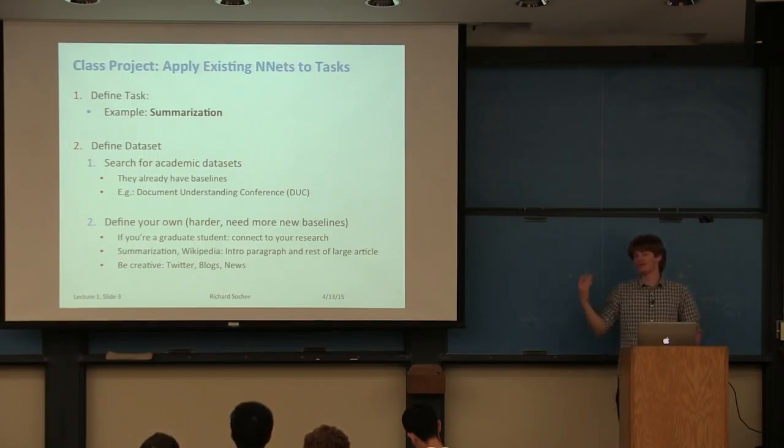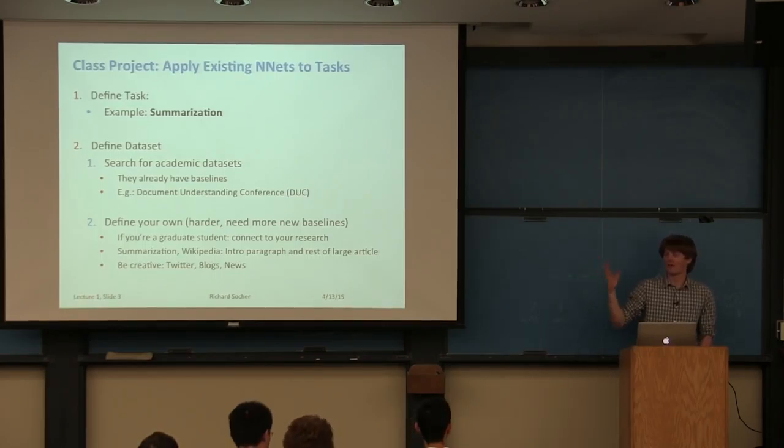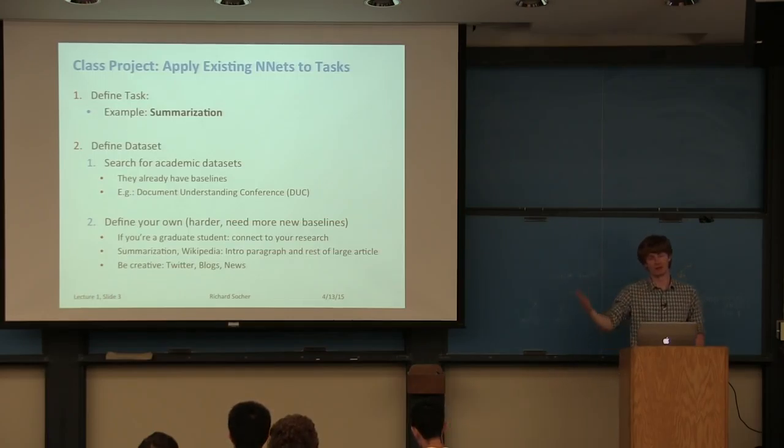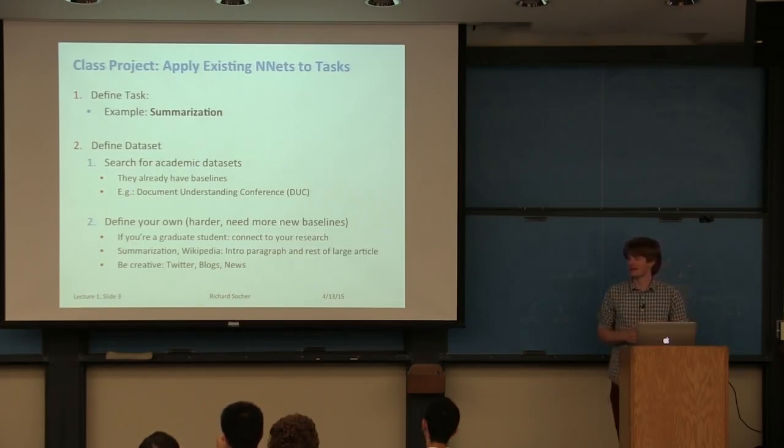If you beat the baselines or research models that were run on that data set, you know for sure you have some amazing result, and you could even potentially publish a paper about it. So in the case of summarization, a quick Google search will show you that there's a document understanding conference, DUC, and that actually has several summarization data sets, where you have a large body of text and you have human-generated summaries.